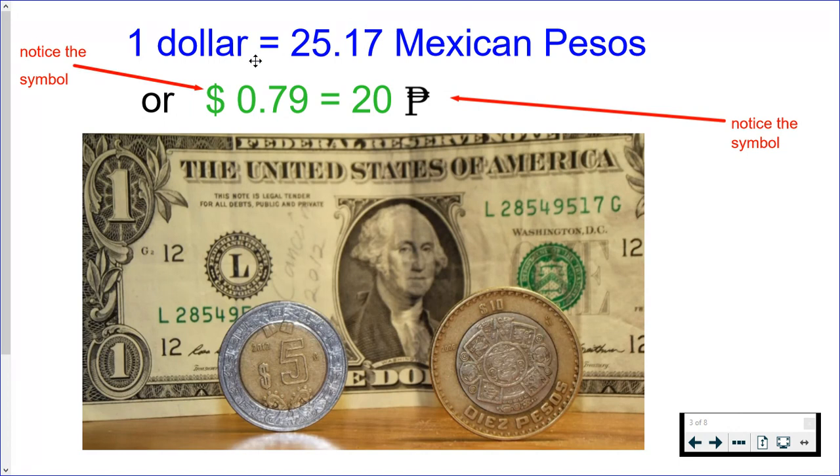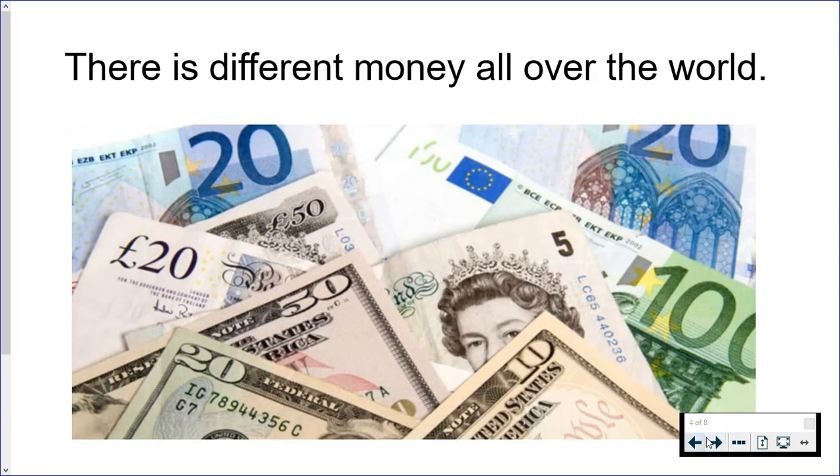So if we're going to Mexico, we'd convert the dollar into a Mexican peso. So every dollar we have, it's 25.17 Mexican pesos. Then say we want to come back to America with our pesos, we're now going to convert it back, and it's 0.79 cents for each 20 pesos. And notice there's a symbol. So the symbol for the dollar is usually this, and for the peso, it's this. So there's all different types of symbols for all different money across the world.